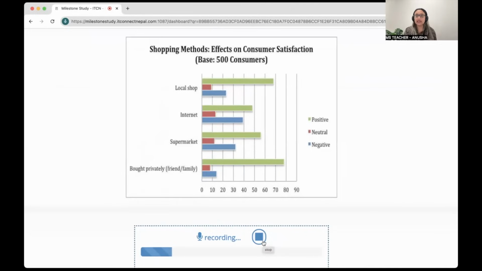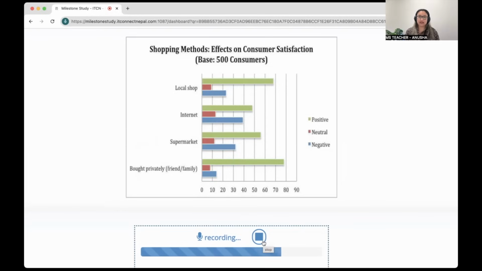or a family. Its effects on consumer satisfaction is also given, and there are 500 consumers as a base. There are three components like positive, neutral, and negative. People are seen to be more positive when they buy it from a friend. For example, it is at around 80%, whereas from local shop, it is the second highest, around 70%, and then comes the least, which is internet, around less than 50%.